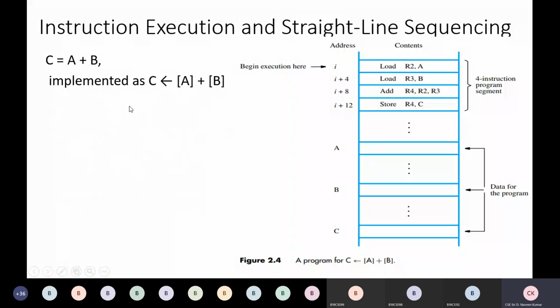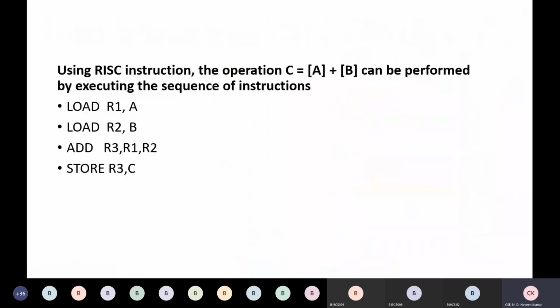Here you can see the topic is instruction execution and straight line sequencing. What it means is how an instruction is loaded and how it is executed. For example, we have here 4 instructions as a part of a RISC operation. Using RISC instructions, the operation we have is this one, and it is evaluated in this way.